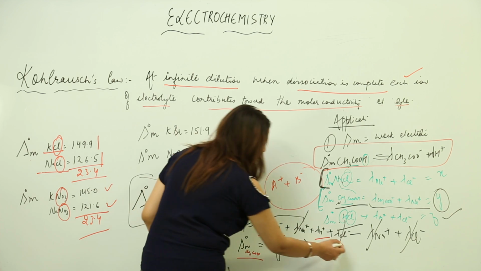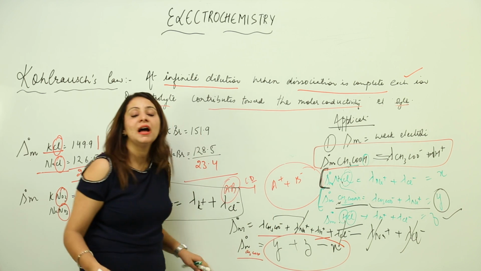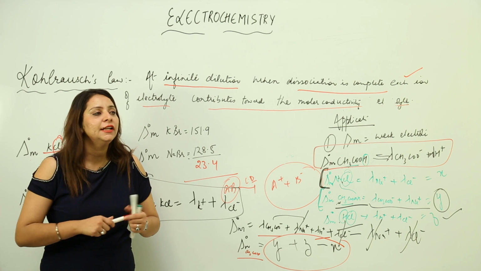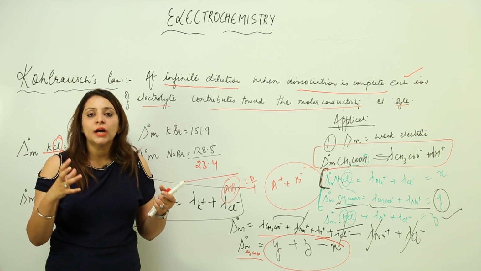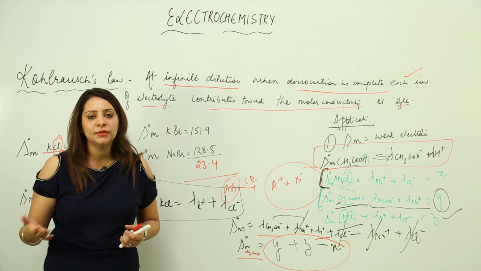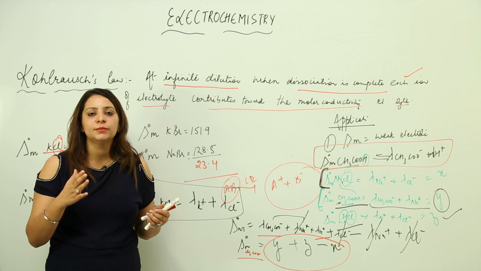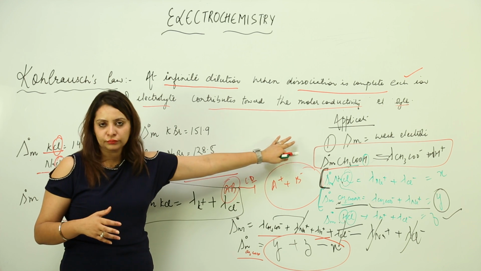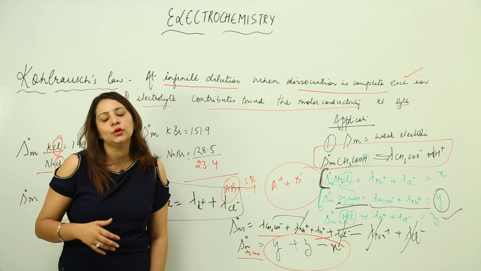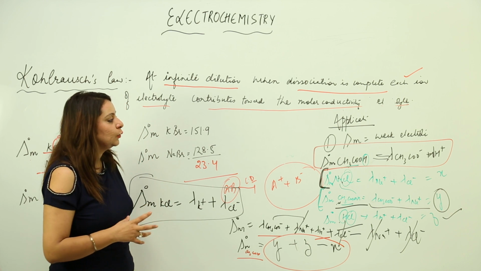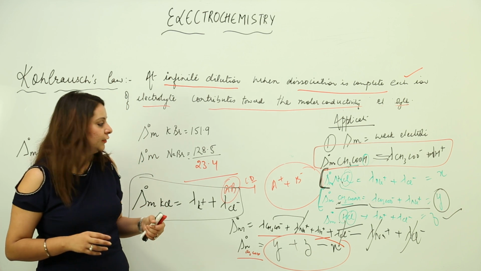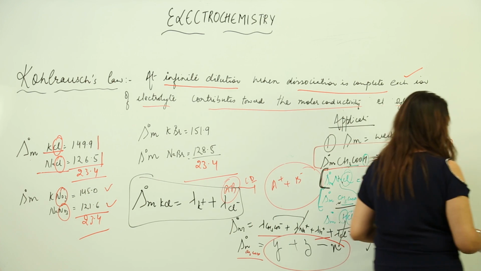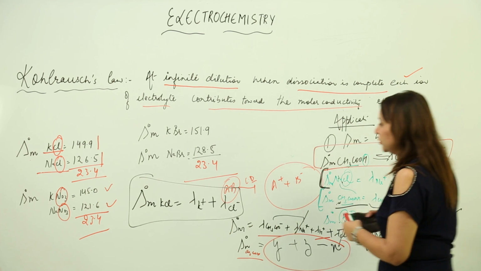So that means by following this method, that is, adding the molar conductivity values for the uncommon ions and subtracting the other one, we are going to get the value for the weak electrolyte. So this is how we are going to calculate the molar conductivity for the weak electrolyte. So this is the first application. Let's see the second application.